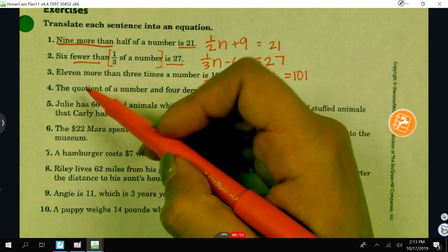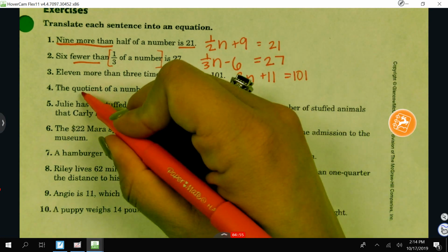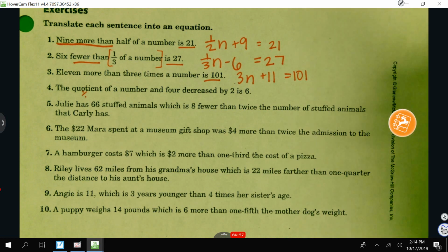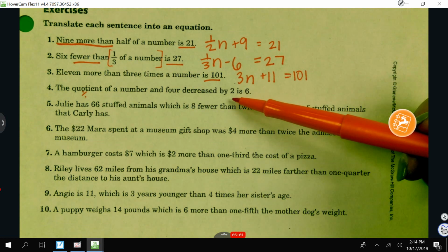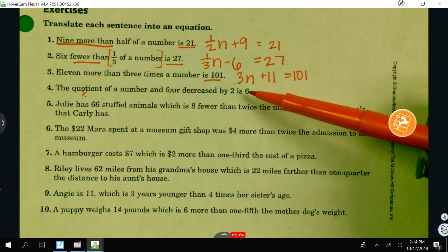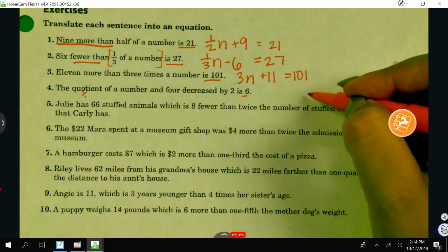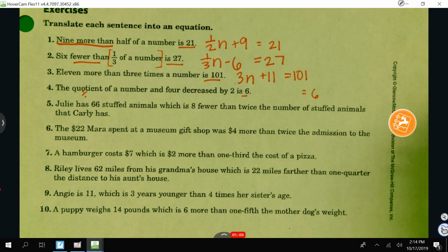All right, what does quotient mean again? Yes, quotient means division. So it says the quotient of a number and 4 decreased by 2 is 6. Answer is 6. Quotient of a number and 4 decreased by 2. What'd you say? 4 divided by a number.